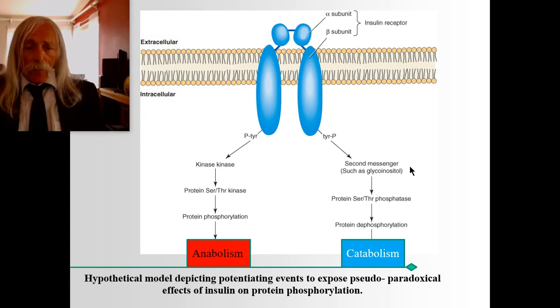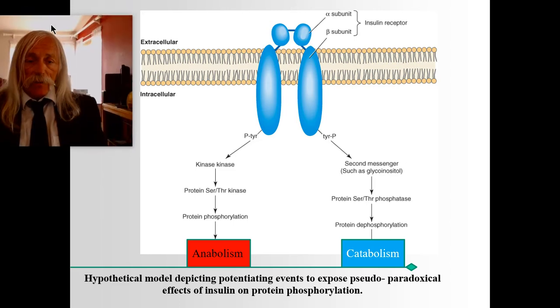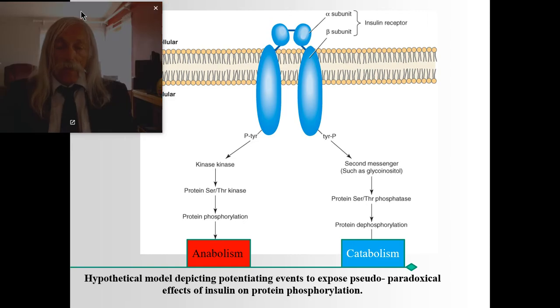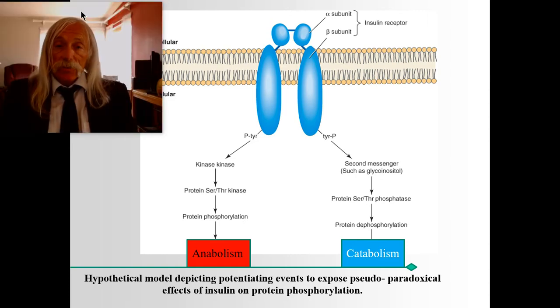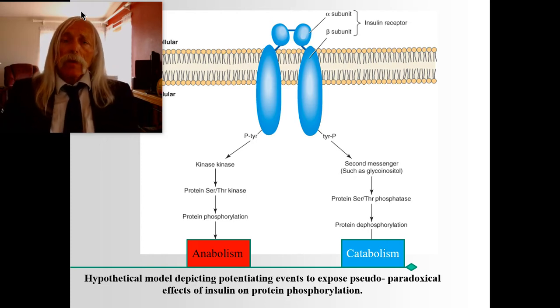So this is a hypothetical model depicting what I'm calling potentiating events and effects, I guess, to expose what used to be called the paradoxical effect of insulin on protein phosphorylation. Now, this isn't a discussion of insulin, it's a discussion of steroids. It's a good example. It's a good way to proof out some misconceptions in biochemistry.